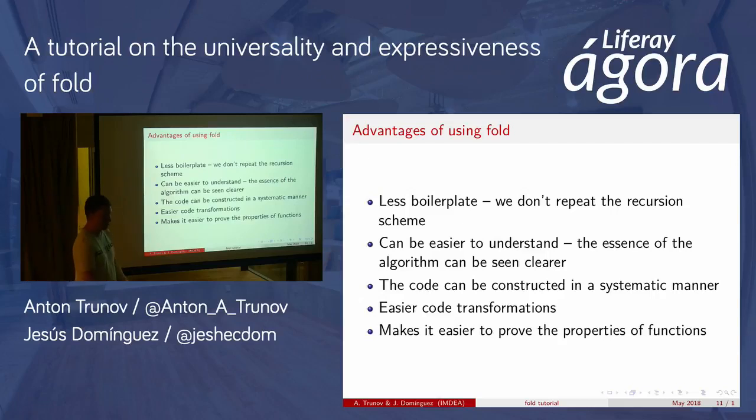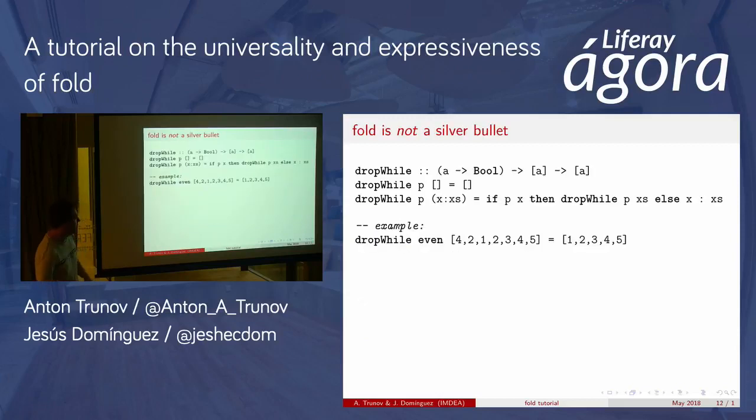All right, so the advantages of using fold. It can be less boilerplate, right? It can be easier to understand once you know how this pattern works. This code is constructed in a systematic manner. It allows for easier code transformations, by the compiler, for example. Also, it makes it easier to reason about the code, and we will see this reasoning part closer to the end of the talk. But fold, as you might have guessed, is not a silver bullet, right?